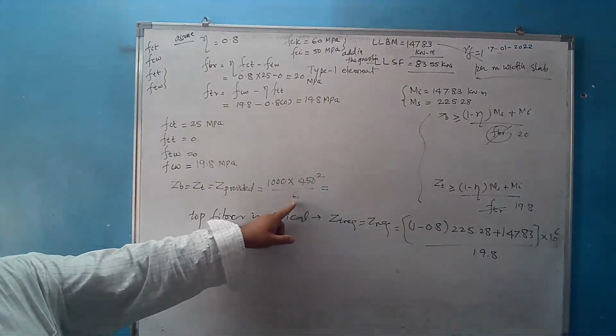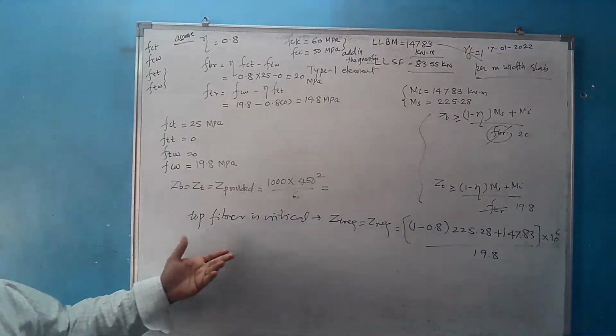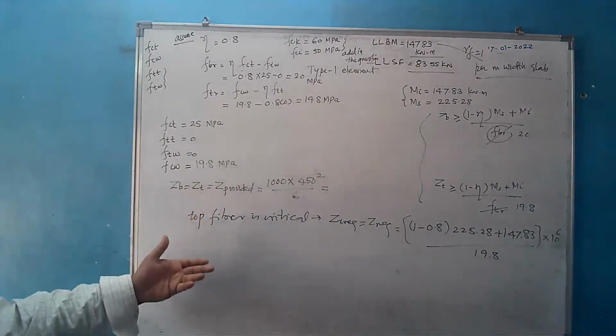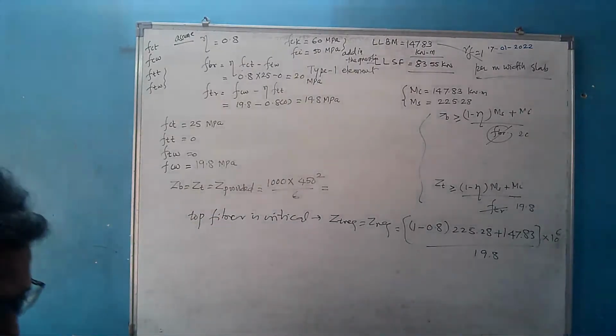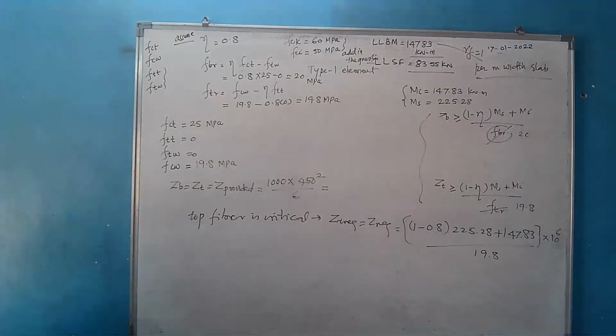Let me have two answers, Z provided and Z required, and comparing the two I will comment here whether it is safe or unsafe. What is the value of Z required? How much is the value of Z provided?